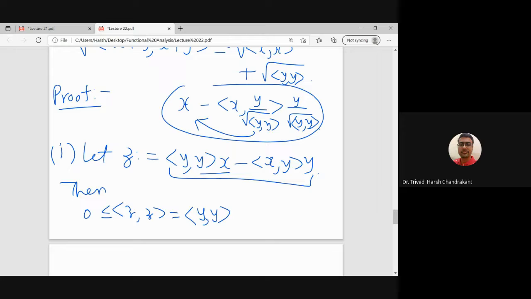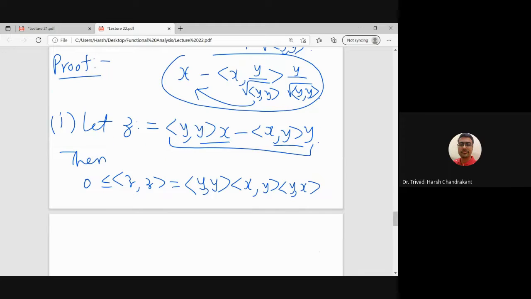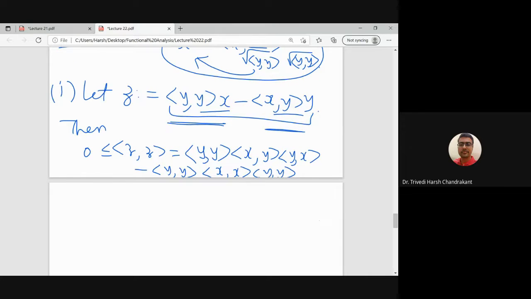So the inner product of this element with this element is inner product yy, inner product xy, inner product yx. So that is the first term inner product with the other term. The next term we'll get is inner product yy, this term with itself, that is yy, xx, yy. Now the second term with itself, so first with negative sign, second with positive sign, third this term with itself, that is a positive sign.